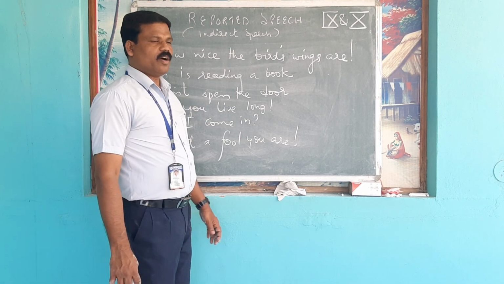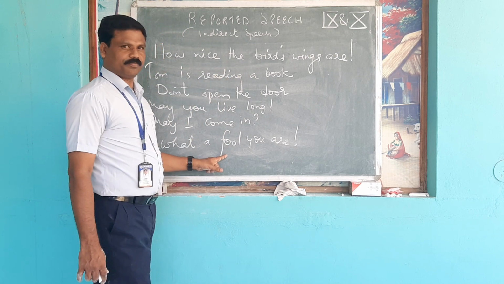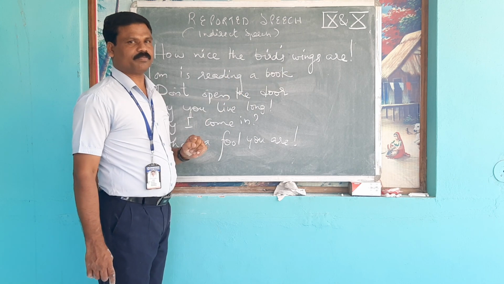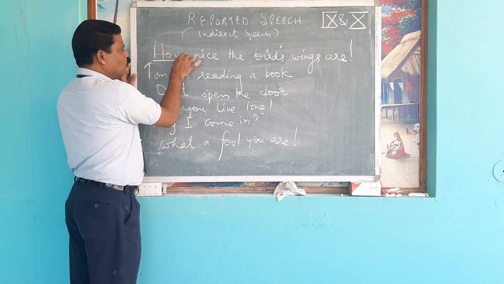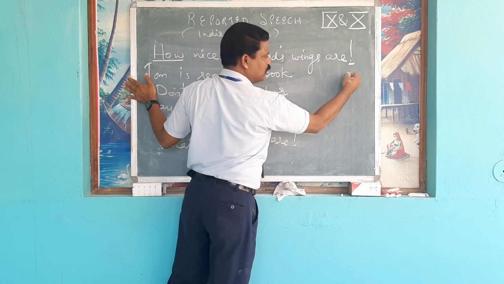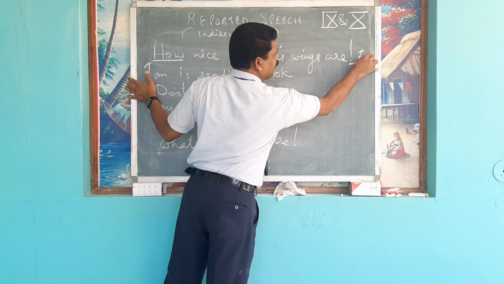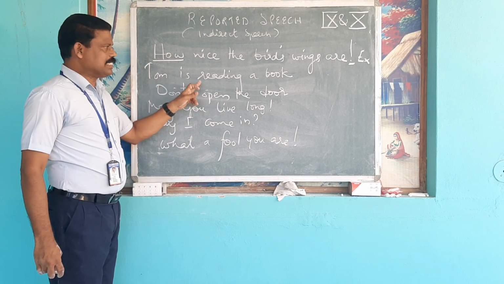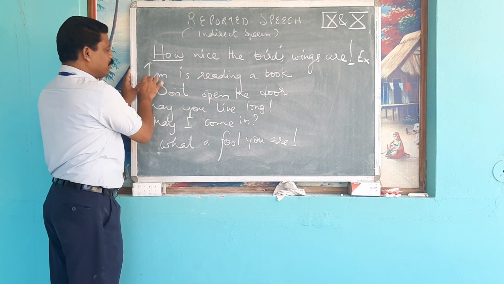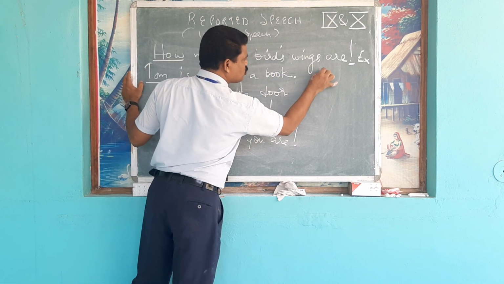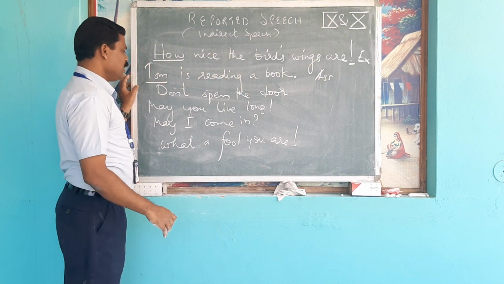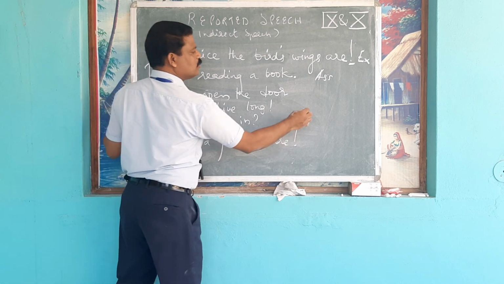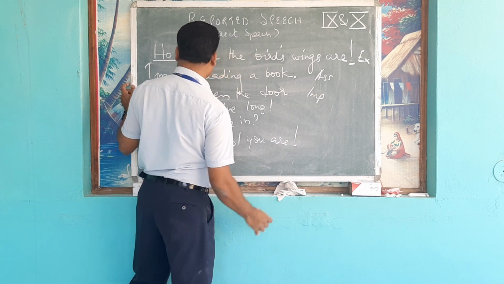Let us find out what these types of sentences are. Number one, how nice the bird's wings are. The sentence starts with how and ends with an exclamation mark. So it is an exclamatory sentence. Number two, Tom is reading a book. Starts with the subject and ends with the full stop. That is assertive. Number three, don't open the door. Starts with don't. It is imperative.